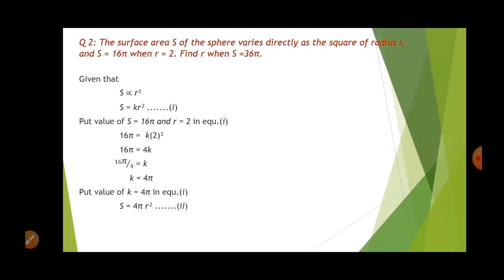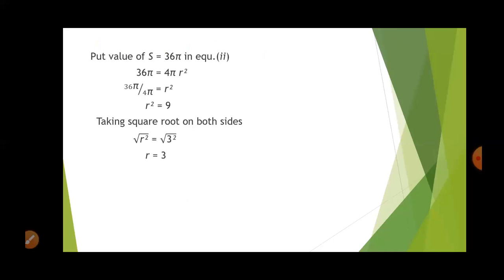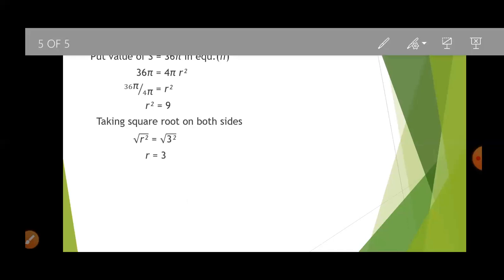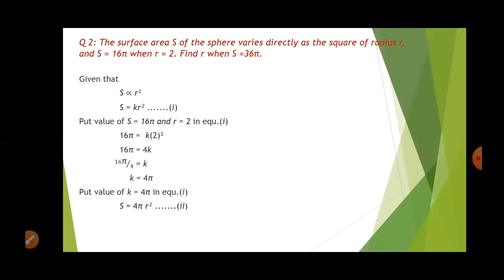Now we have to put the value of K in equation 1 to form equation 2. S is equal to 4 pi r square. This equation will be named as equation 2. According to question, we have to find the value of r when value of S is equal to 36 pi.